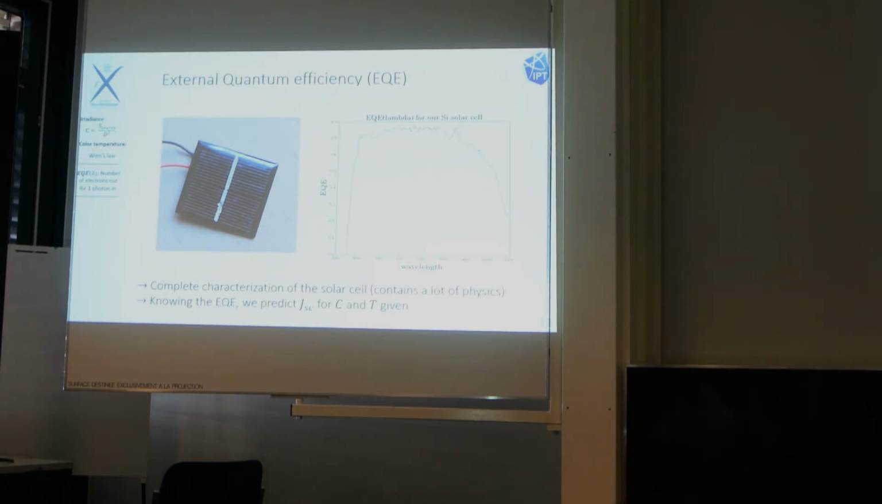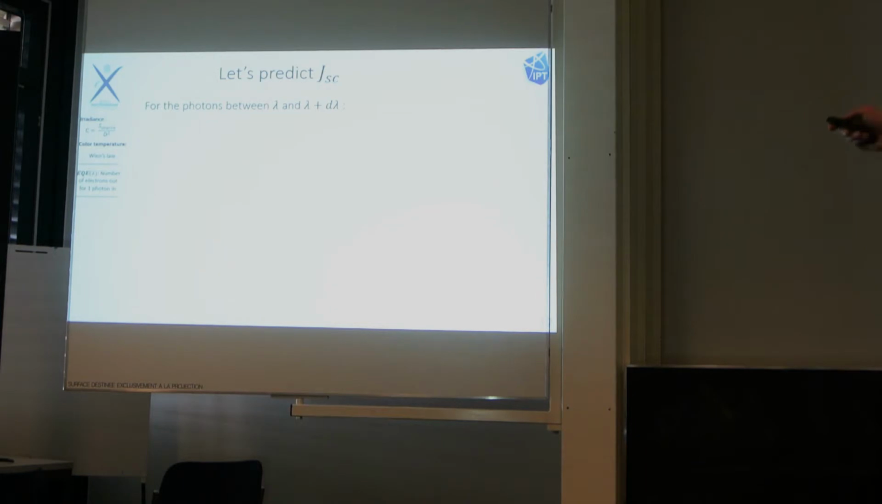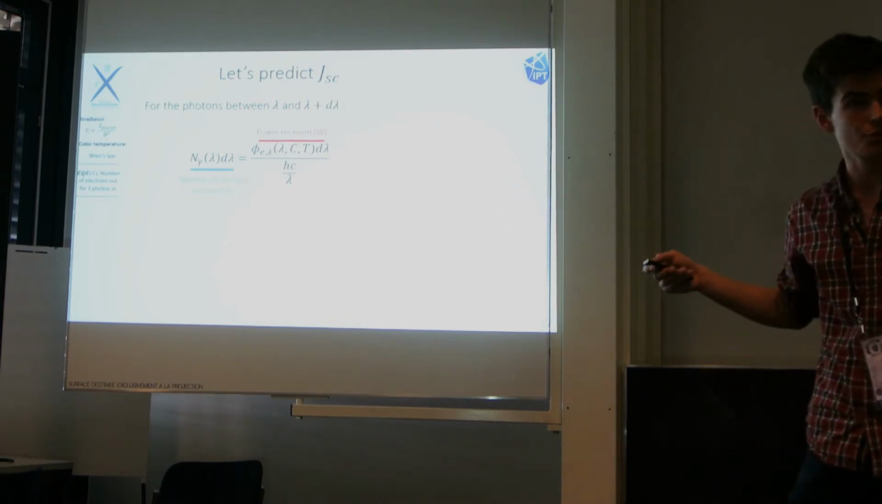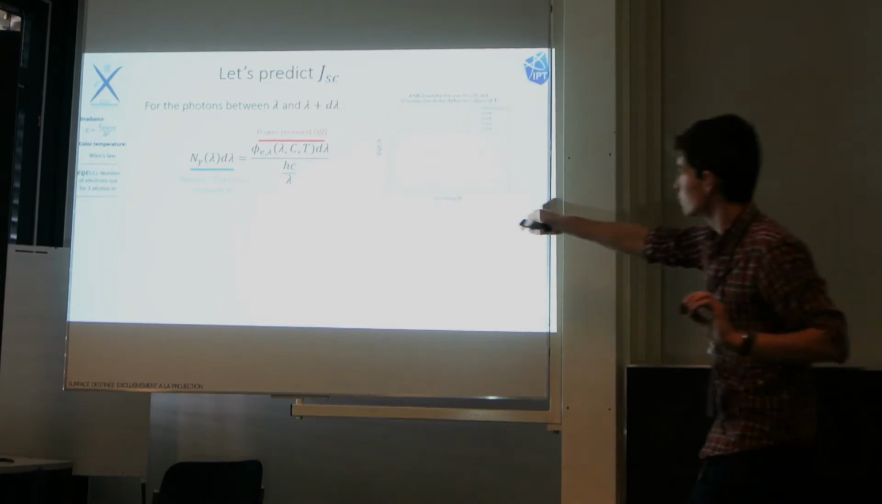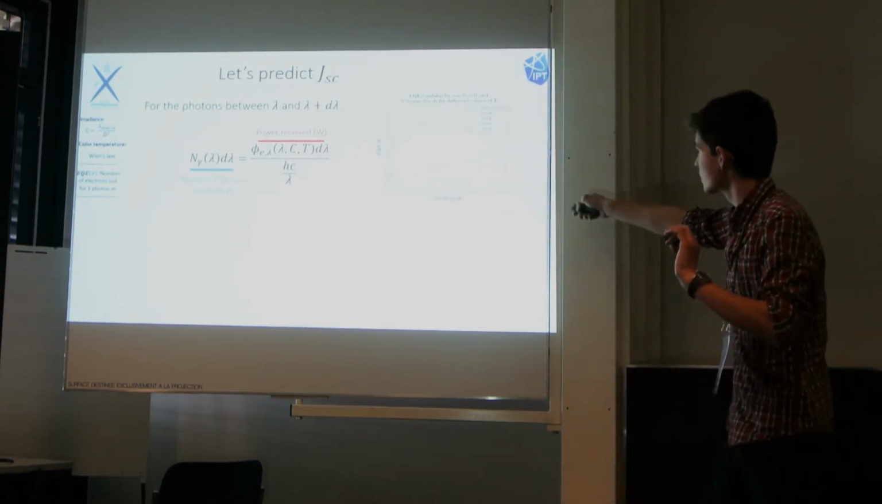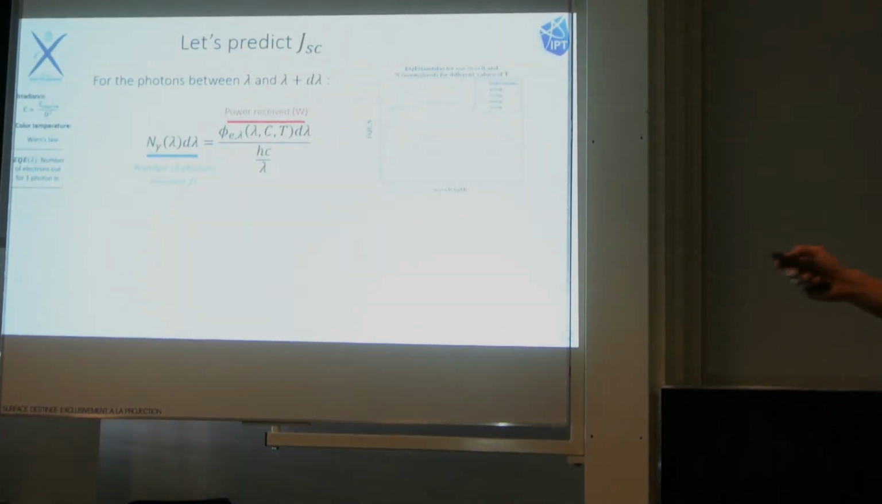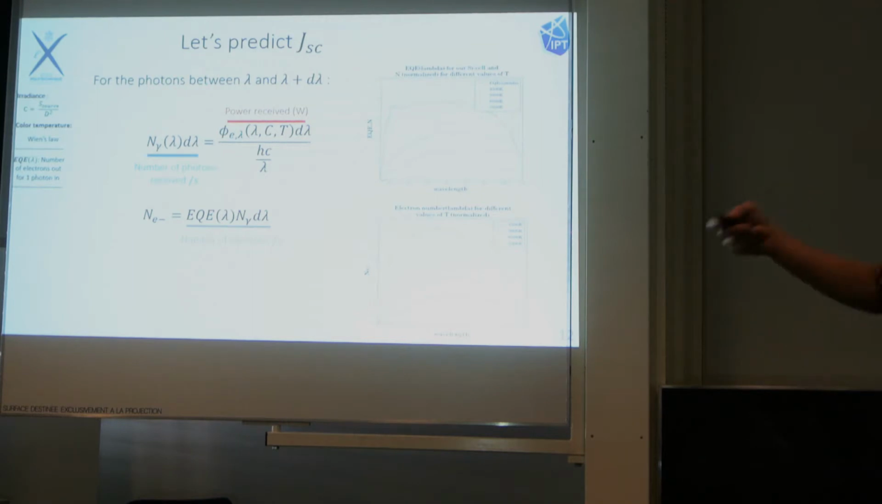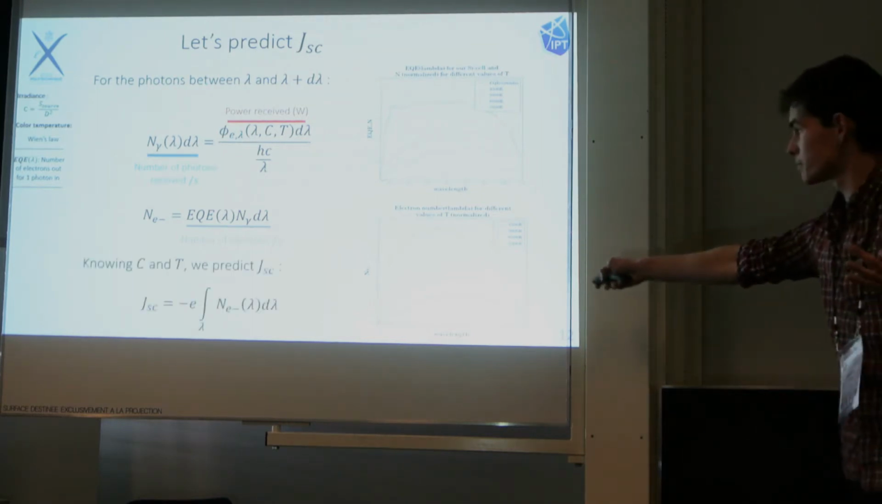Now, knowing the quantum efficiency, we can predict the current for a given spectrum. And this will be our method. So now we predict the current. For the photons between lambda and lambda plus d lambda, the number of photons received is just the power divided by the energy of one photon. Here in blue we have the quantum efficiency that we measured, and here several spectra in number of photons per wavelength. The number of electrons out will be given by this number of photons multiplied by the quantum efficiency, by definition. So we just multiply the two curves, and we obtain this curve in electron number over the spectrum. And now we can just integrate over the spectrum to get the total current.